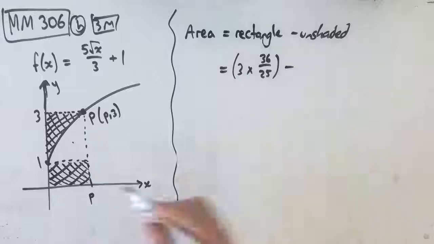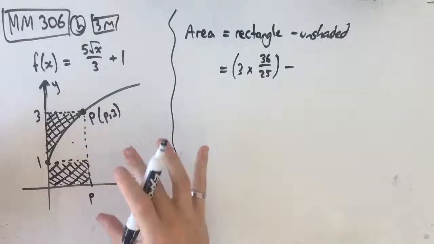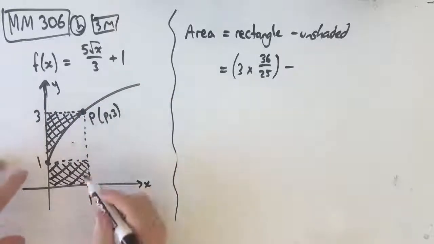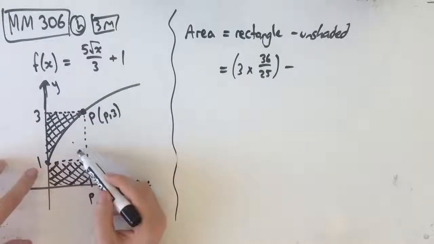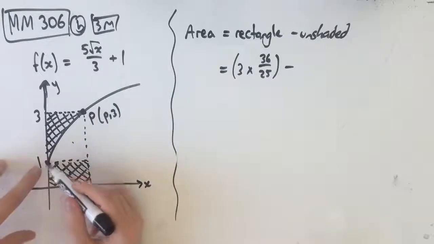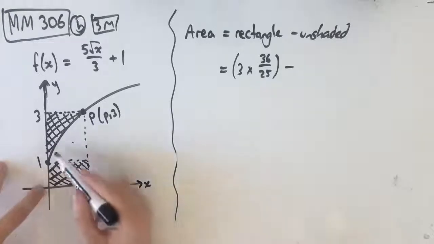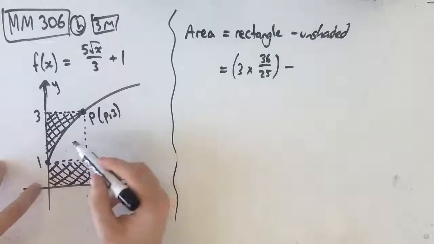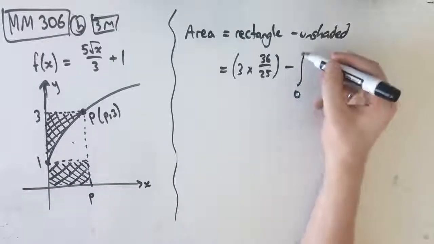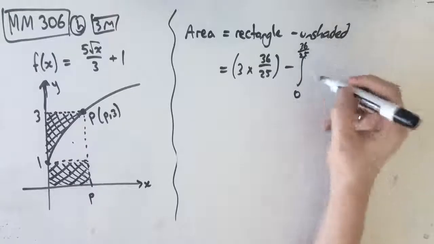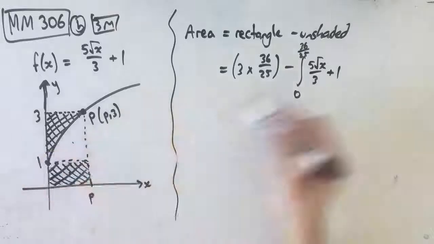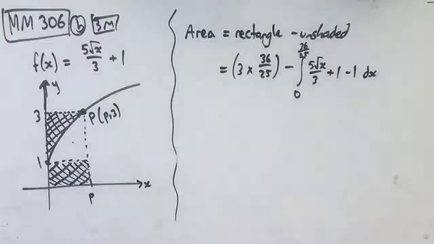the unshaded area. Okay. So the way I would do it is, if we were to move this down by 1 unit, we would be able to find the area under here of this graph. Right? So at the moment we're plussing 1, we've got it moved up by 1. So if we moved it back down by 1, that would just leave this unshaded area, and we could use an integral to find that area. Okay? So what I'm going to do is say the integral from 0 to 36 on 25 of 5 root x over 3 plus 1, but I'm going to move it down, so minus 1.